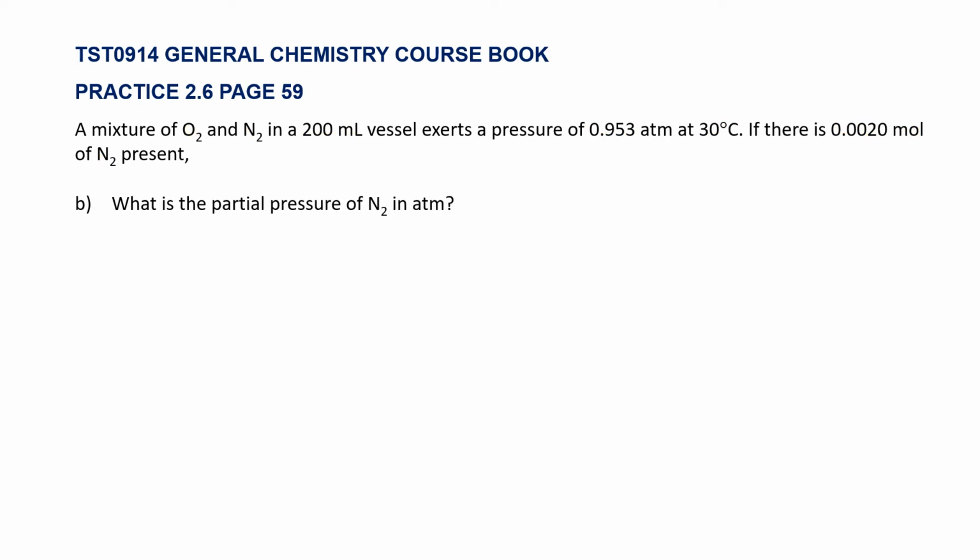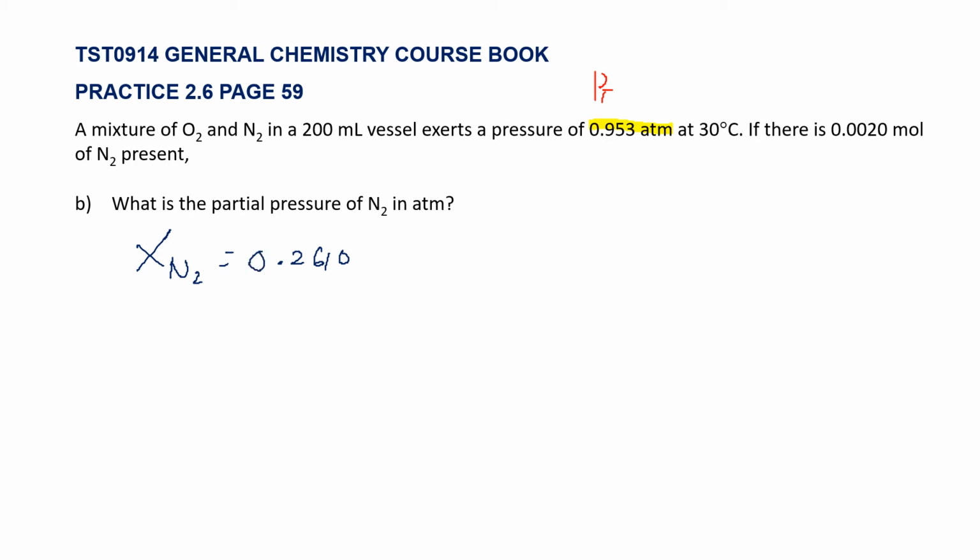Next, how to find the partial pressure of N2 in atm? As we have seen just now, we have the P total, which is 0.953 atm. And we have also calculated the mole fraction of N2 just now, which is 0.2610.